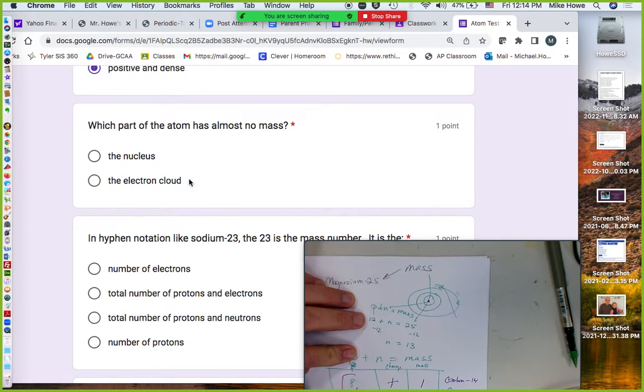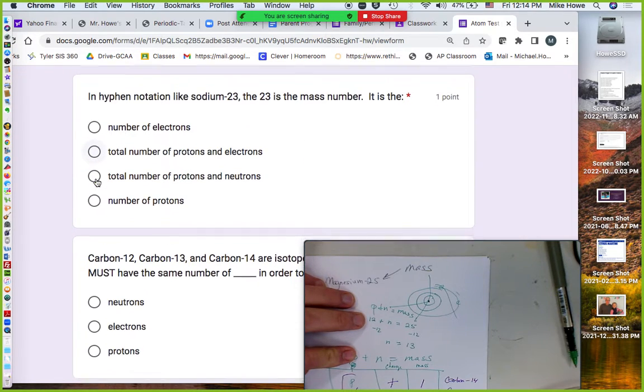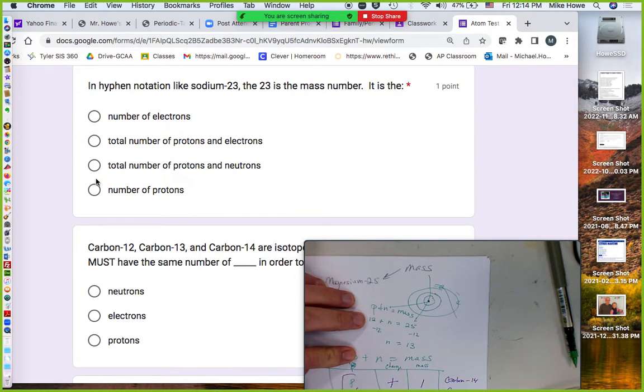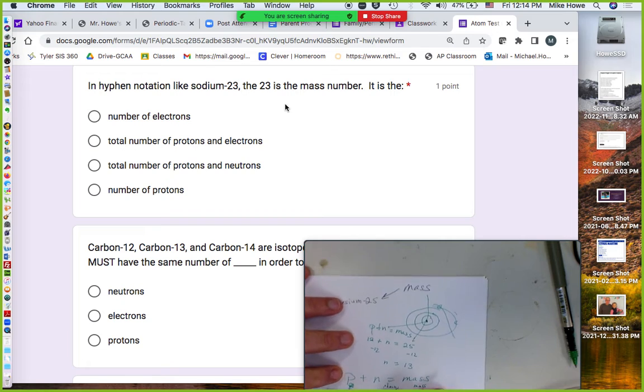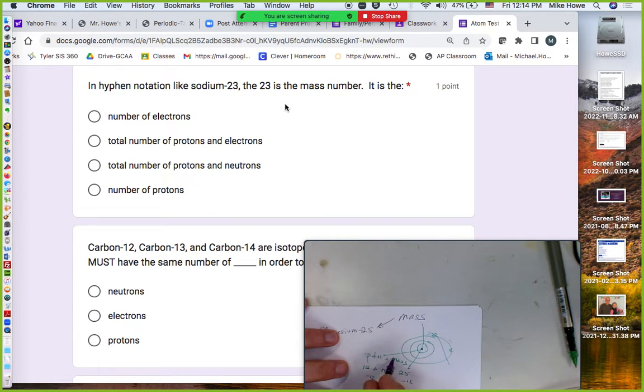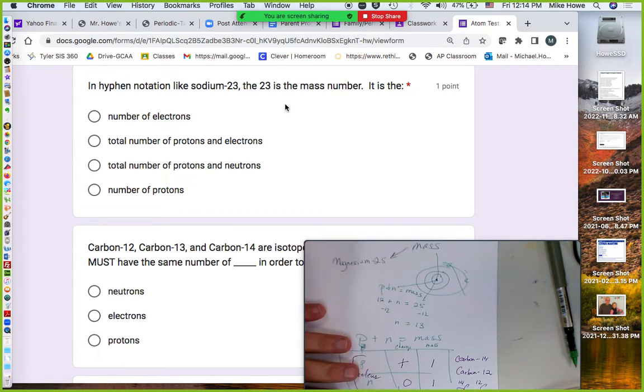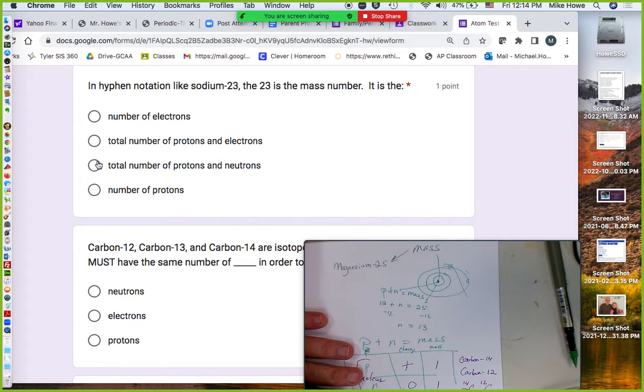The part of the atom that has no mass, stuff's on the outside. And in this hyphen notation, like sodium 23, 23 is the mass number. So what was the mass number? Right here is the protons and neutrons, like we said earlier. So the mass number is the protons and the neutrons.